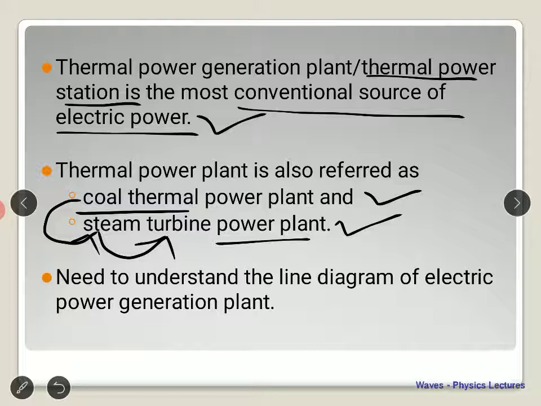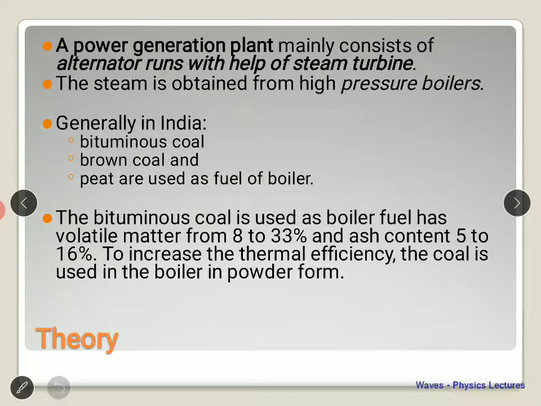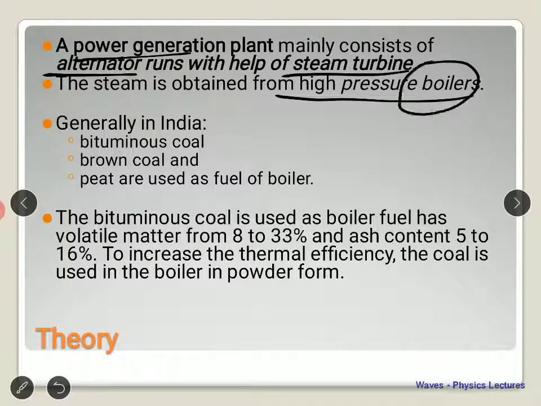We need to understand the line diagram of the electric power generation plant, and we will come to that later. So a power generation plant mainly consists of an alternator. Now I think you have heard about the term alternator, but anyway I'm going to come to that. A small part on that is also included, and it basically runs with the help of a steam turbine. So steam is obtained from high pressure boilers. So we have the boilers where a lot of steam is generated.